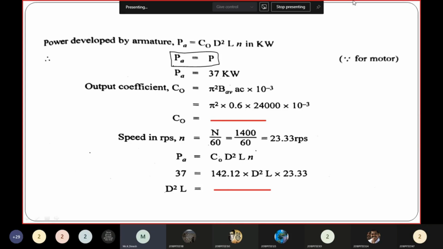So what is C naught? Determine the value for C naught first. So pi square into 0.6 into 24,000 into 10 power minus 3. I am getting 142.12. What is the answer for C naught? Yes, sir. Correct, sir. Yes, 142.12.